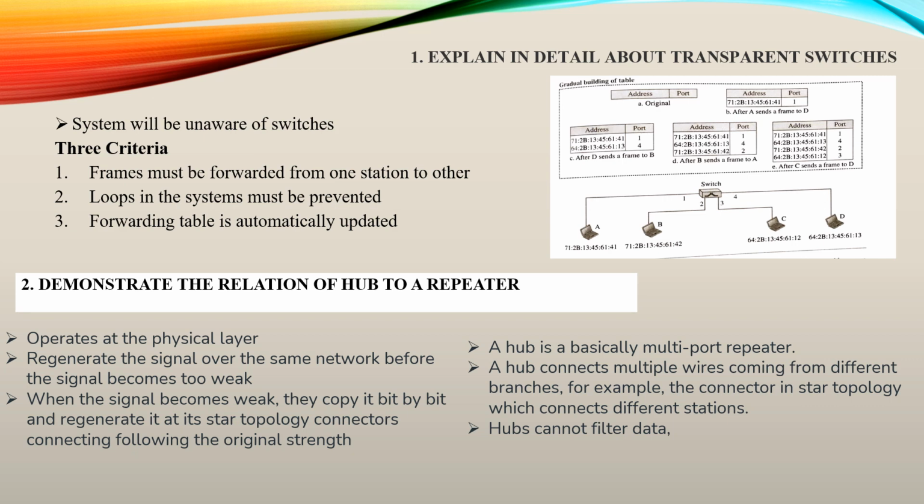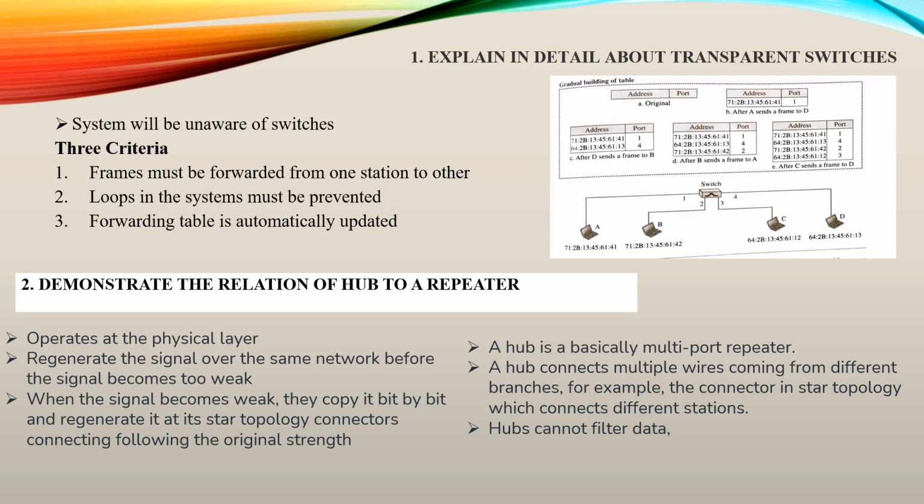If the signal, even with prevention, becomes weak, then the repeater sends the bit-by-bit value to the other end, and it forms a star topology with one hub and n number of nodes connected to it. As we said, a hub is a multi-port repeater, so it connects multiple wires or nodes across all the branches to form the star topology. The repeater filters the weak data and regenerates the signal, but a hub cannot filter any of the data.